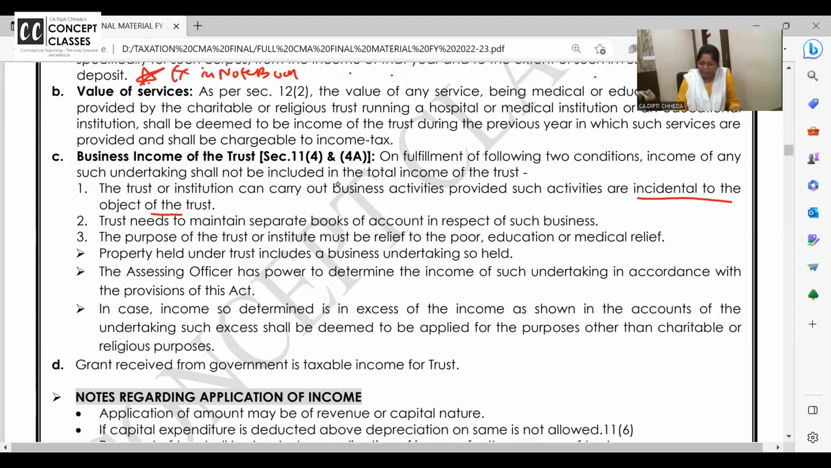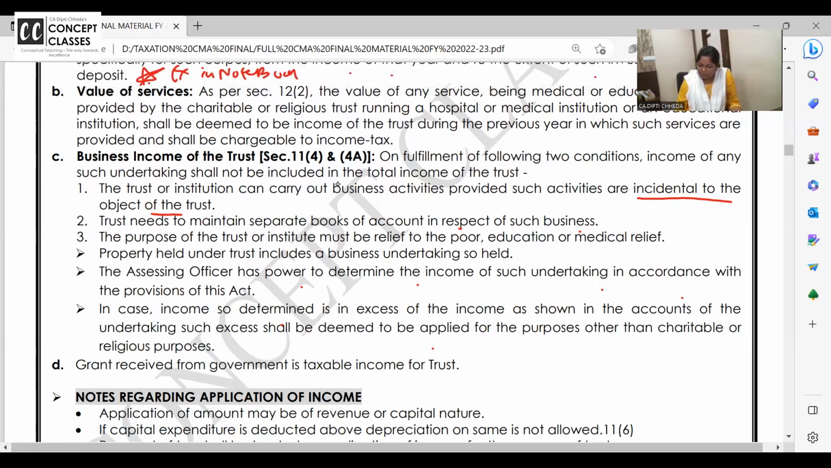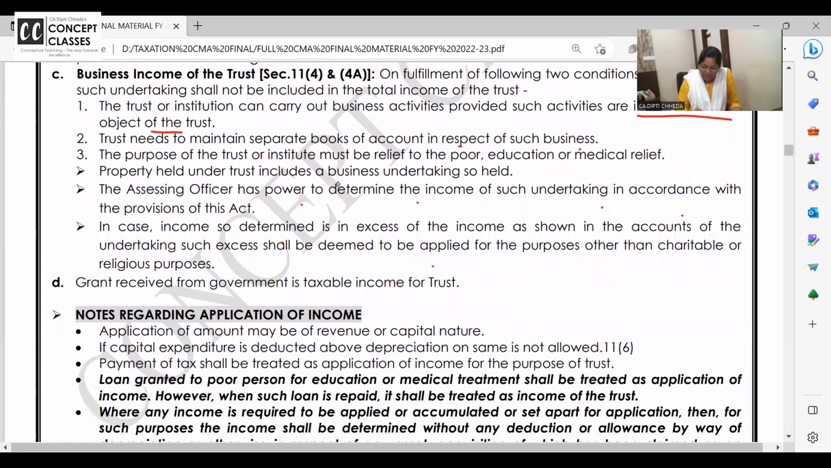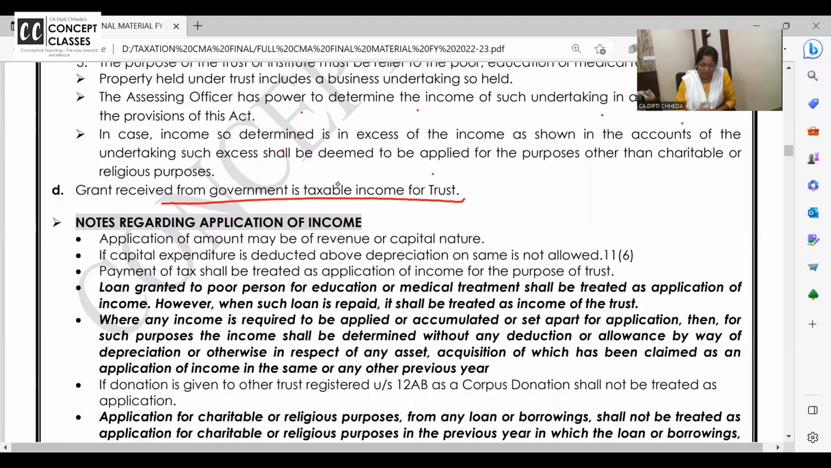Trust needs to maintain separate books of accounts. Purpose of the trust must meet the relief of poor. Property held under a trust includes business undertaking. AO has power to determine income of such undertaking. And in case so determined, excess of income as shown in accounts, such excess shall be deemed to be applied for purpose other than charitable. So they should have proper books, ki haan itna income hai, itna apply kiya and all. Grant received from government is also income of the trust. जो ट्रस्ट को जो ग्रांट मिलते हैं ना, those grants are also income of the trust.